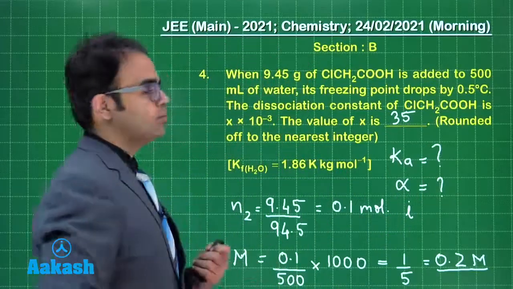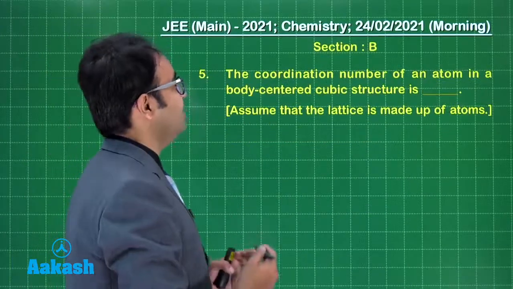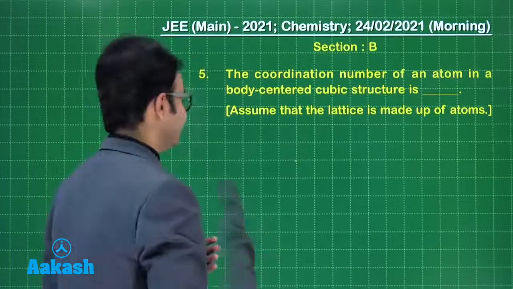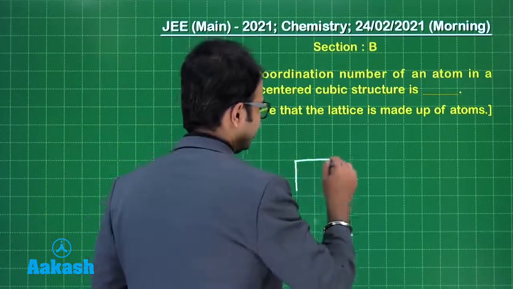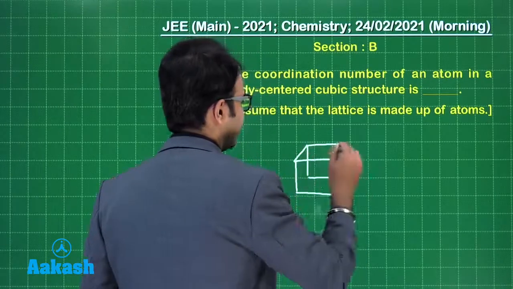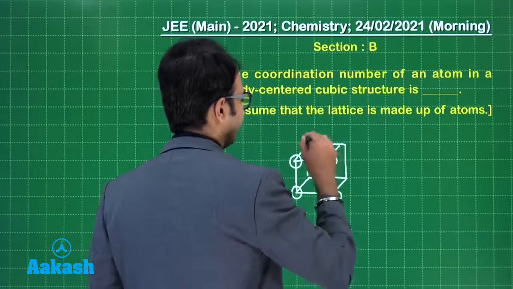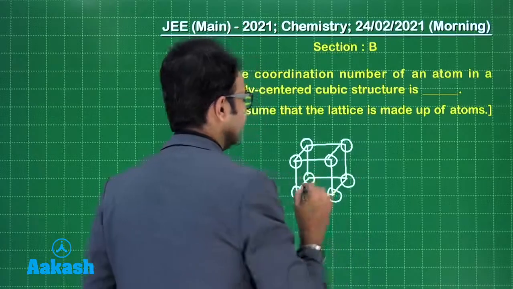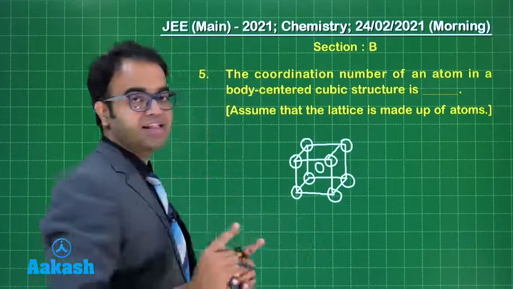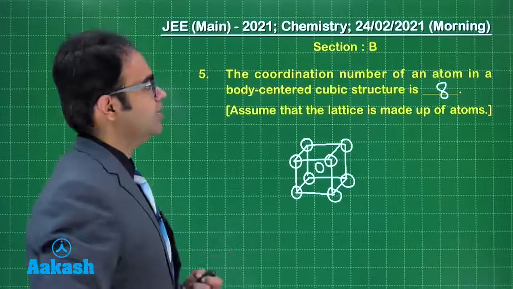Okay, let us look at the next question. The coordination number of an atom in a body centered cubic structure. Oh my god, it's a very simple question, right. So let us simply draw the body centered cubic structure. So we have this cube and there are 8 atoms at 8 corners. So 1, 2, 3, 4, 5, 6, 7 and 8, and there is 1 at the center. So every atom is in contact with 8 guys. So that is your final answer. Okay. Let us look at the next question.